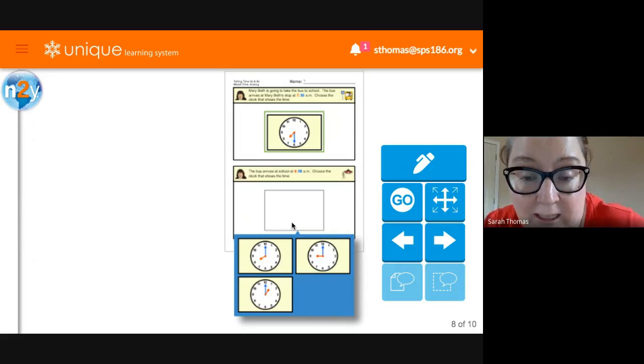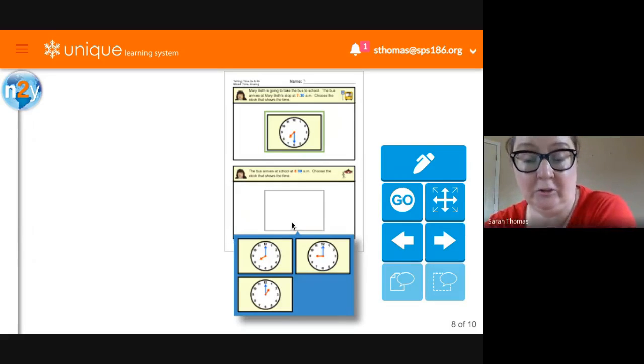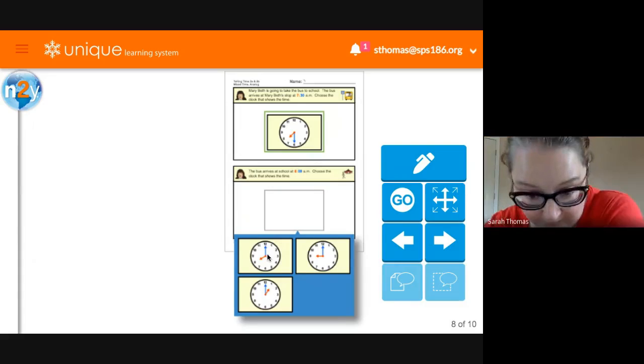And the bus arrives at school at 8 o'clock a.m. Choose the clock that shows that. A. Hey, good job, Noah.